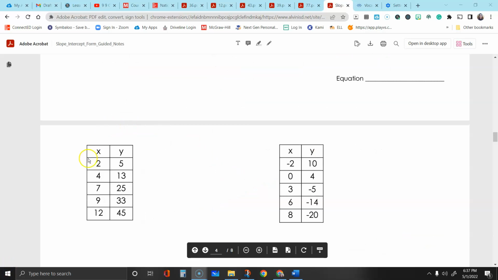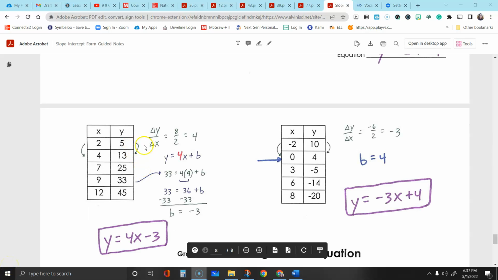All right, I want you to find the slope and the y-intercept for both of these tables and write them in your notes. Pause the video now. Okay, so check your work. How'd we do?